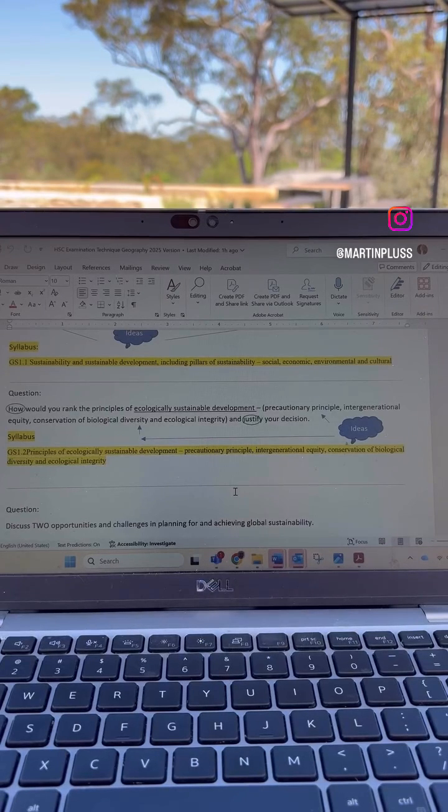Right, you can see the second question I've put together. I've circled the "how" as the descriptive verb. They start to use that now and then, and that's usually an explain. Then I've underlined the key syllabus point, which is ecological sustainable development.